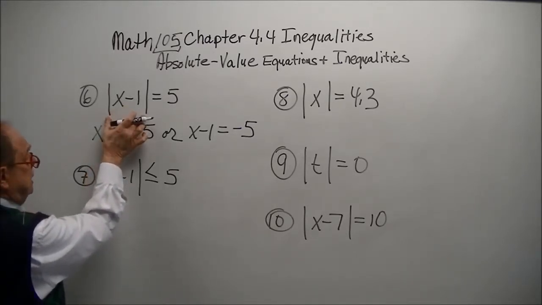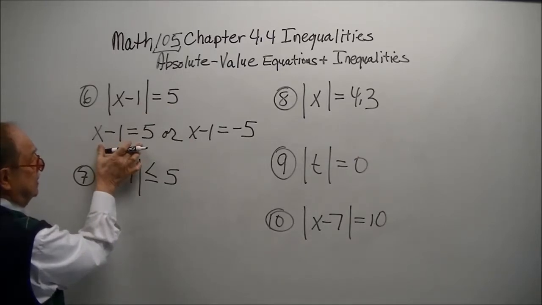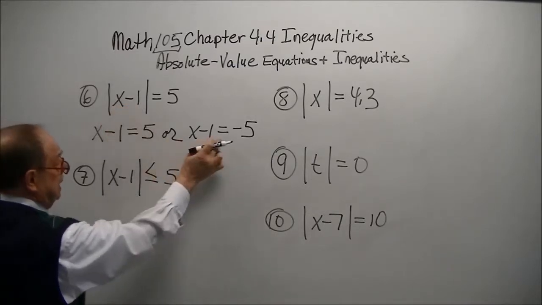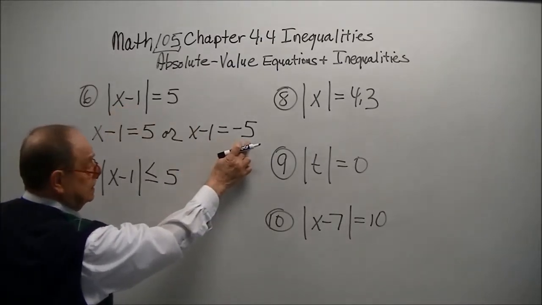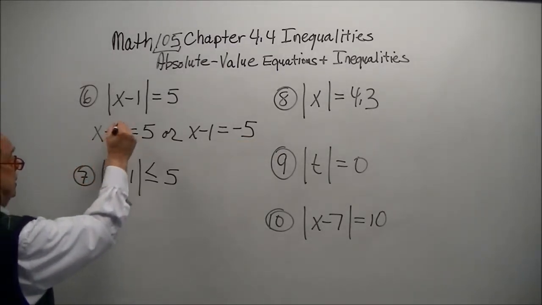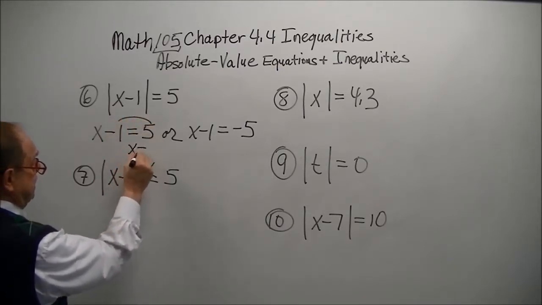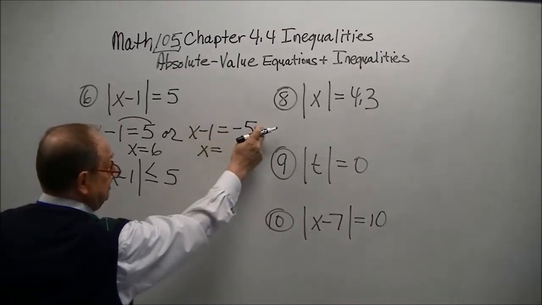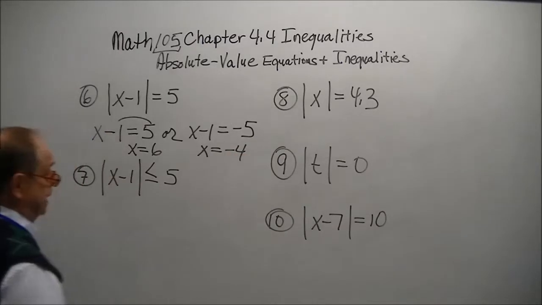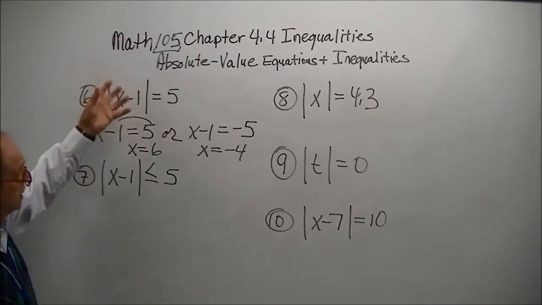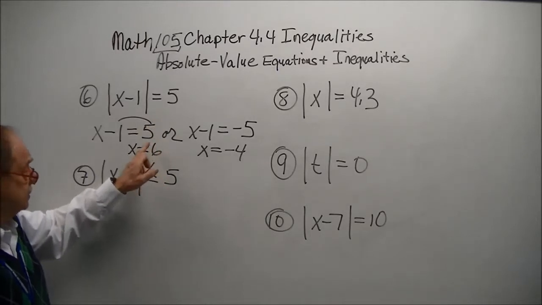One, just remove the absolute values, write it as it is. The other time, remove the absolute sign around your expression and just equal to its opposite. And then you solve your equations. So here we just transpose. We get x equals 6. Here we get x equals, this becomes a positive 1, so a negative 4. So that would be the solution to this equation, where this could have been a negative or could have been a positive, and that's what you're doing.